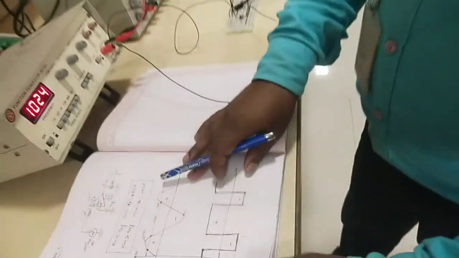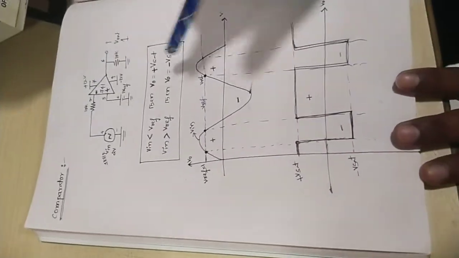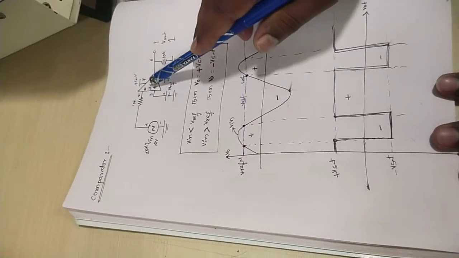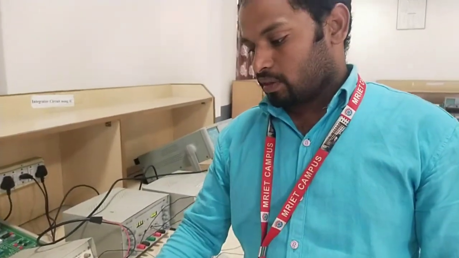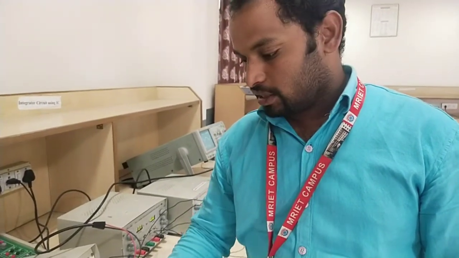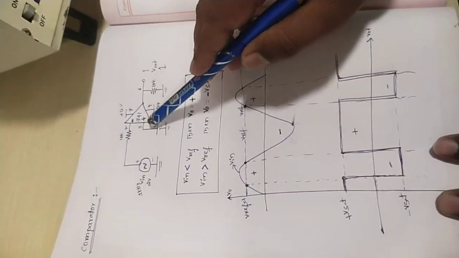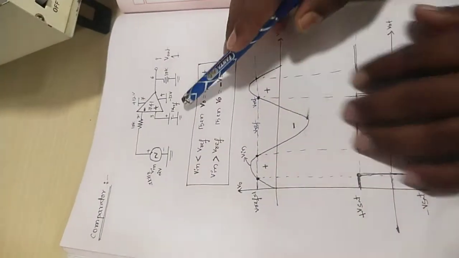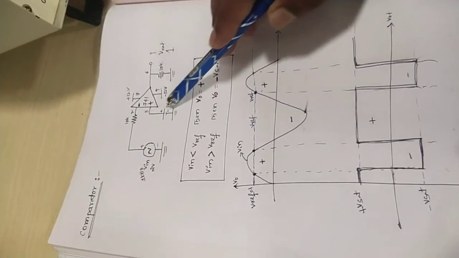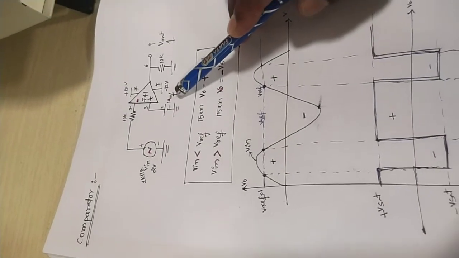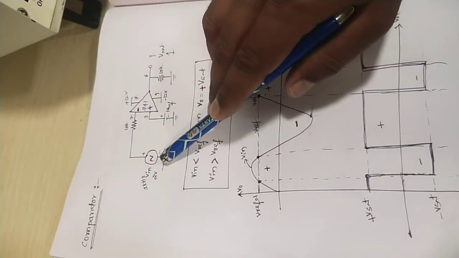Next we are discussing the theoretical operation of the comparator circuit. Generally we take the comparator circuit as the inverting comparator. Why do we call it an inverting comparator? Because the AC voltage is given to the inverting terminal. The non-inverting terminal is given a DC supply of 1 volt, which is also called the reference voltage. Practically we are taking 1 volt, and 2 volts is the AC supply.